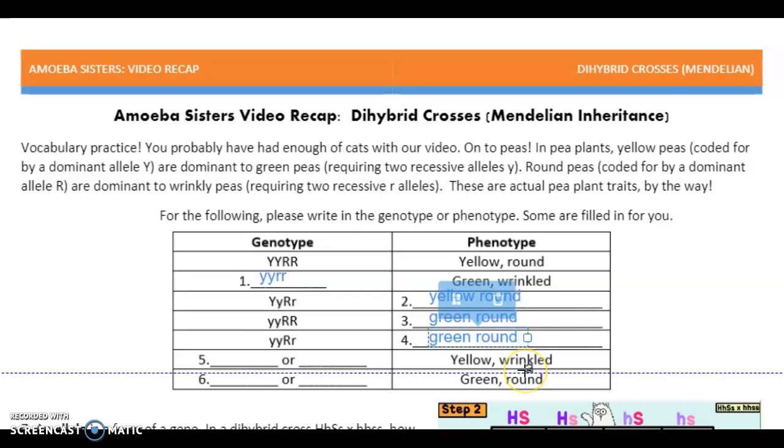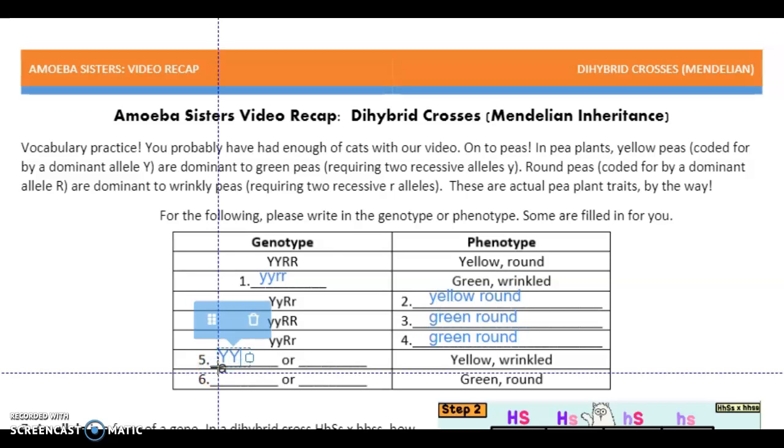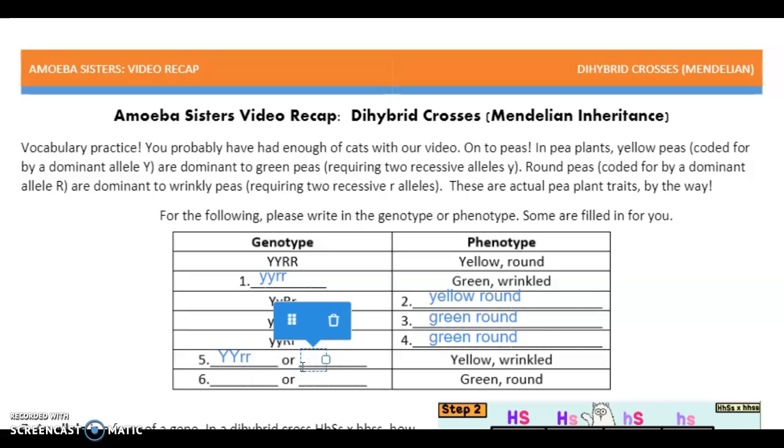Yellow, wrinkled. Okay. Yellow is a dominant trait, so yellow could be represented by big Y. And then wrinkled is recessive, so it's going to be little r, little r. Yellow could also be heterozygous, big Y, little y, and wrinkled is still recessive, so it would have to be little r.